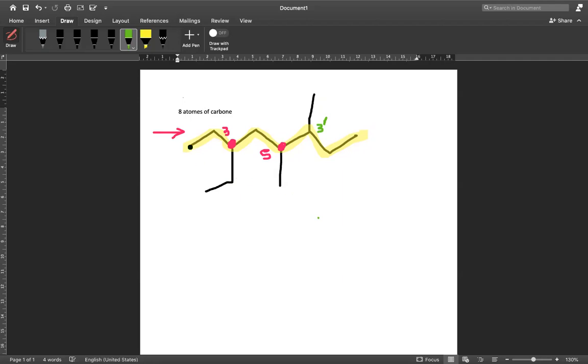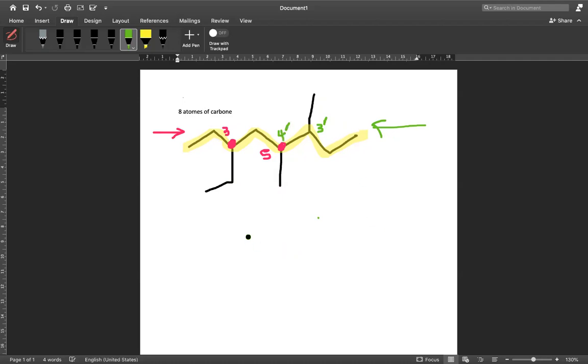Now we continue counting. We'll start from the left. Oh, this is right. This is from the right, and this is from the left. So from the right, we continue counting. Say 1, we have 3, and we have 4 here. So this is going to be called 4 prime. I'm using the prime to differentiate.